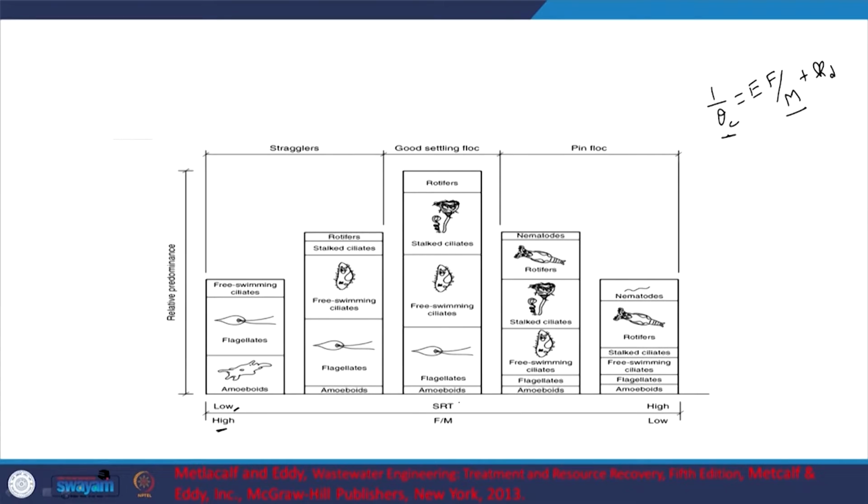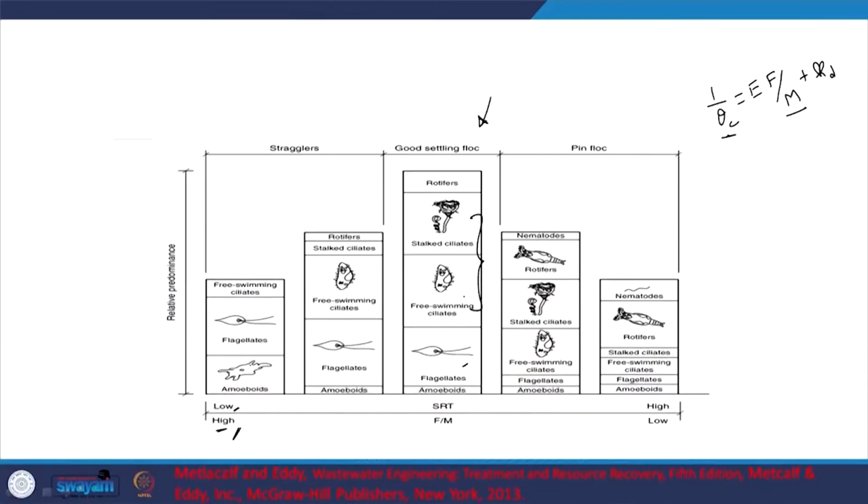As we discussed, if the cell retention time is pretty high, again, you are going to have a different kind of flock. So you don't want to have very high or very low SRT or F by M. You have a specific range because you want to have a certain amount of filamentous microbes and also a considerable ratio of the flock forming microbes.